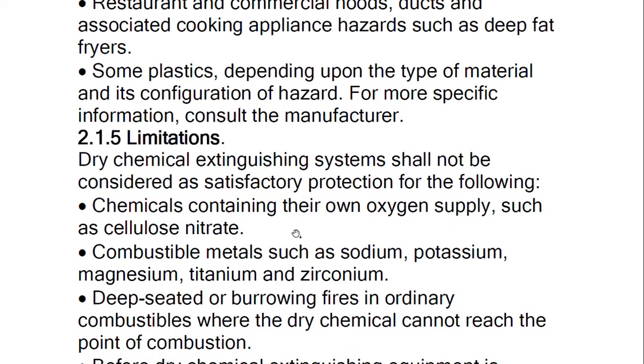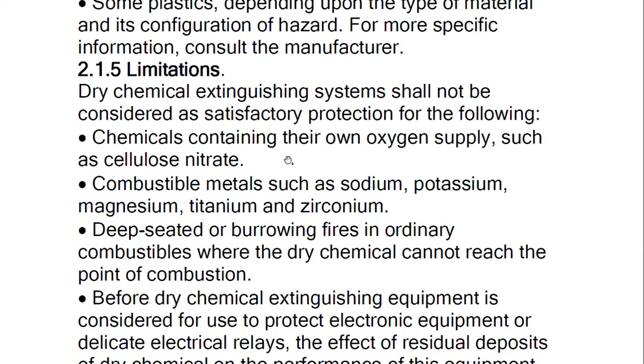Now, what are the limitations? Dry chemical extinguishing systems shall not be considered satisfactory protection for the following: chemicals containing their own oxygen supply. There are some chemicals which have their own oxygen supply, because of which in certain reactions they emit oxygen, such as cellulose nitrate. We cannot use it on cellulose nitrate. Combustible metals such as sodium, potassium, magnesium, titanium and zirconium, we cannot use it there. Deep-seated or burrowing fires in ordinary combustibles where the dry chemical cannot reach the point of combustion. As we saw in the textile industry, there are deep-rooted fires where we need water, so we cannot use this.